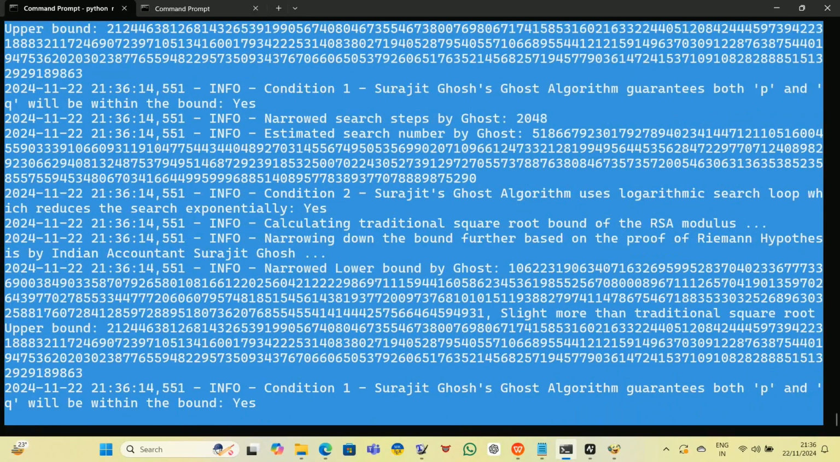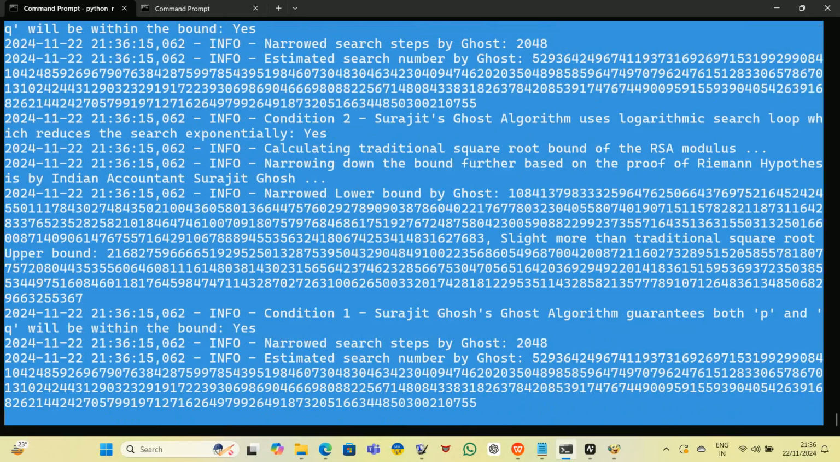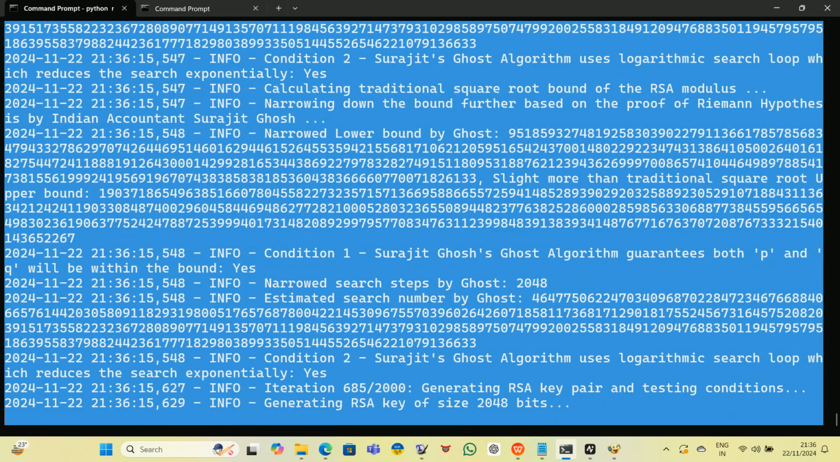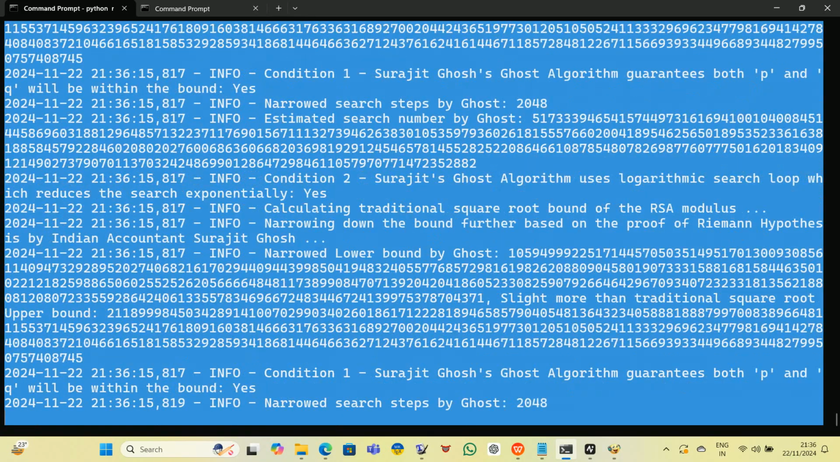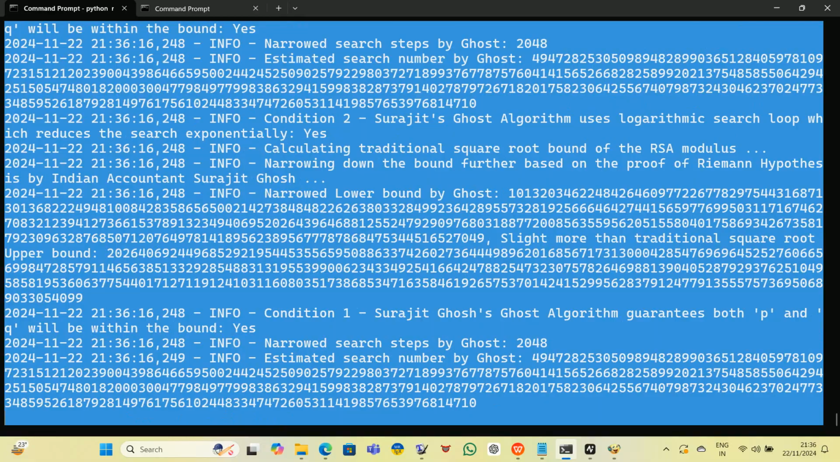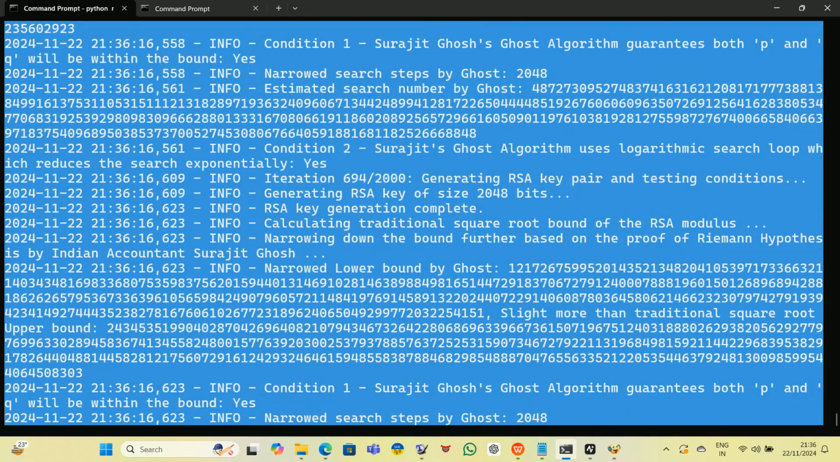GPUs bring immense parallel processing power to the table, allowing us to handle large datasets and computations more efficiently than traditional CPUs. By leveraging GPUs, we can enhance the modular shared searching process, enabling faster calculations and more accurate predictions when dealing with large RSA moduli.